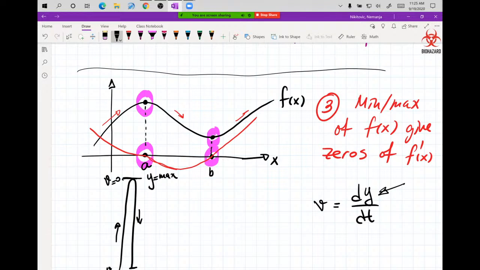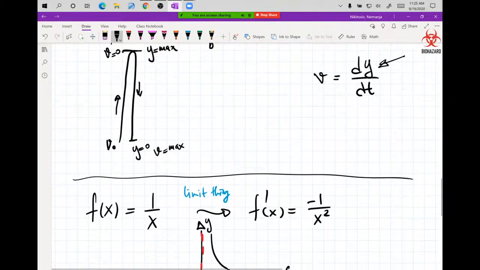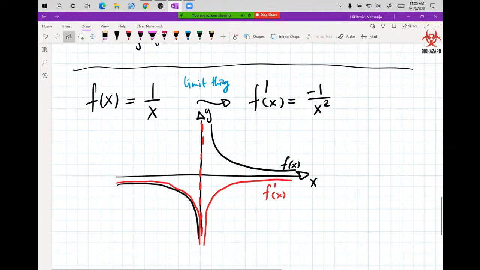Black function has a minimum, and the red function, which is the derivative, is going through 0. Now, when you look at this example, the black function does not have a min or a max, which means that the red function will not go through 0. And it doesn't. All other features are kept. Rule number 1, an increasing function gives positive values, and rule number 2, a decreasing function gives negative values. That's all preserved. You see, this is decreasing, it's negative. This is also decreasing, and it's negative. So we're good.